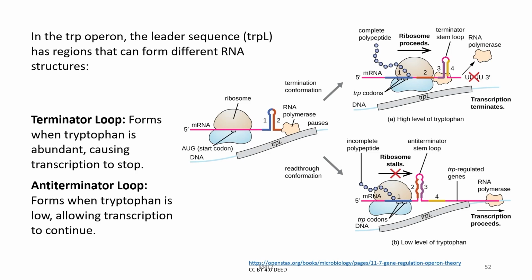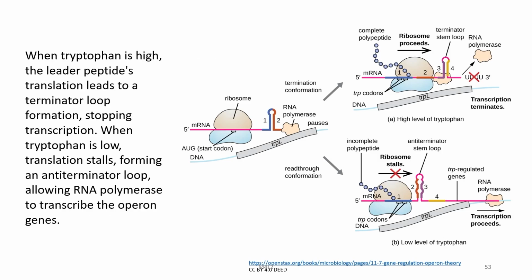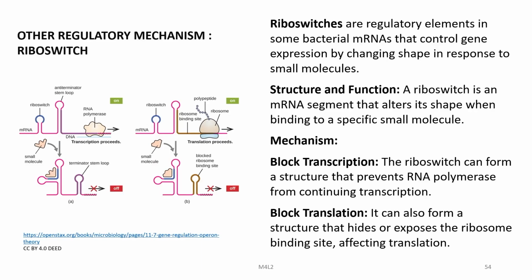For example, the terminator loop forms when tryptophan is abundant, causing transcription to stop. Then there is an anti-terminator loop that forms when tryptophan is low, allowing transcription to continue. When tryptophan is high, the leader peptide's translation leads to a terminator loop formation, stopping transcription. When tryptophan is low, translation stalls, forming an anti-terminator loop, allowing RNA polymerase to transcribe the operon genes.